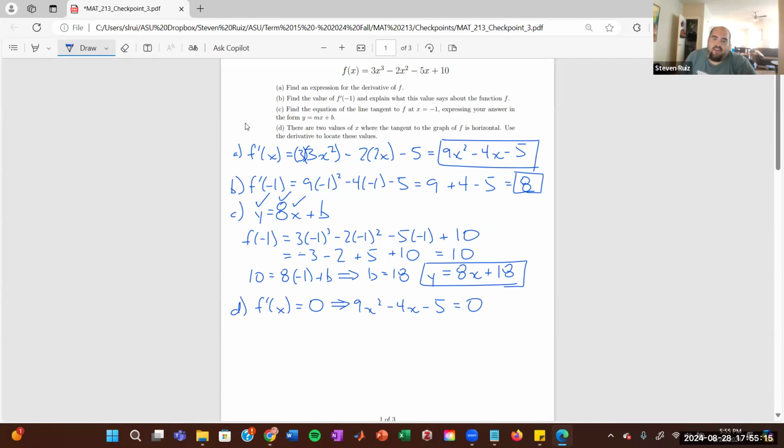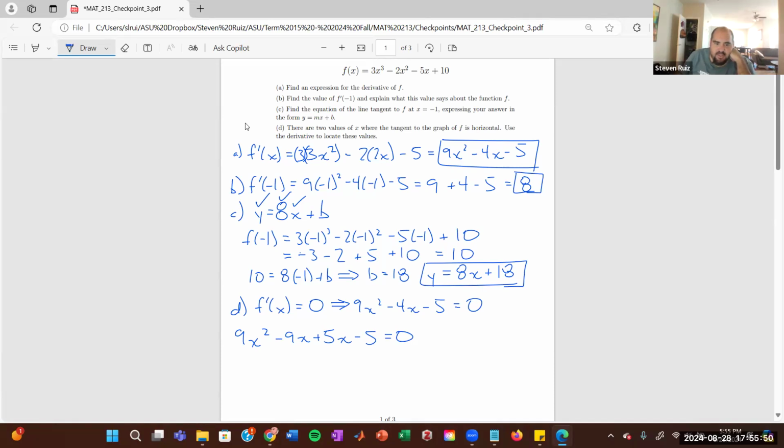9 times negative 5 is equal to negative 45. What are two numbers that multiply together to give me negative 45, but add together to give me negative 4? I think that'll be positive 5 and negative 9. So let me rewrite this: 9x squared minus 9x plus 5x minus 5. And again, this is only one method; there's the quadratic formula too. There's lots of ways to solve a quadratic.